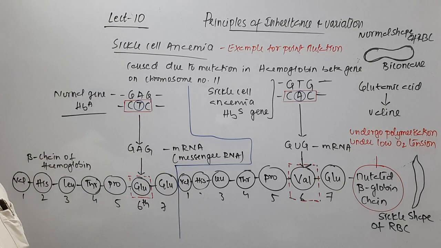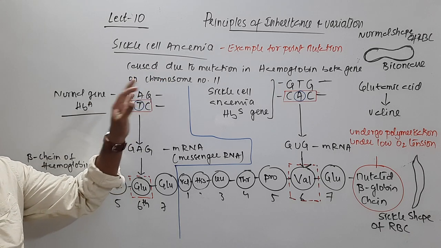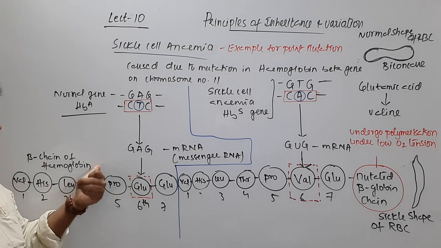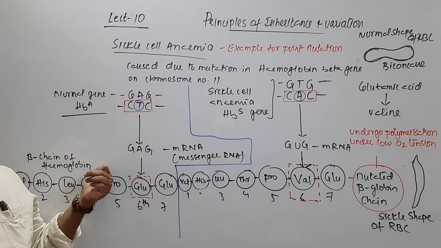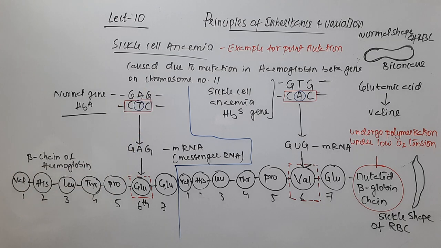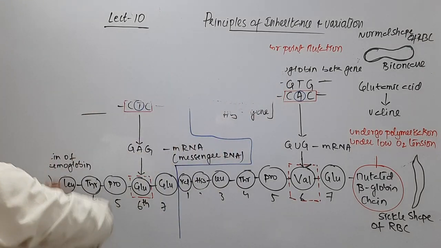So this is how sickle cell anemia is caused due to a point mutation. It's a point mutation that occurs in the gene that codes for the beta globin polypeptide chain, which is present on chromosome number 11. So that's all about sickle cell anemia.